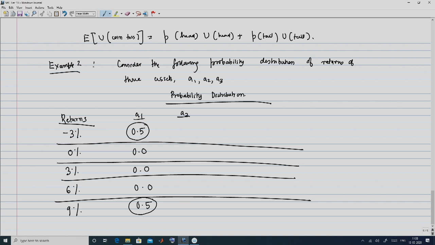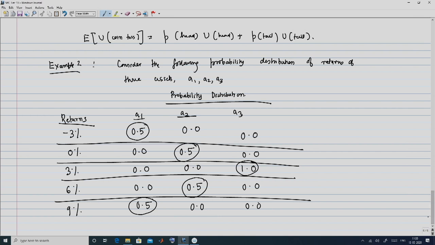So, this is like a binomial model. For asset A1, -3% has a probability of 0.5, 0% return has a probability of 0, 3% return has a probability of 0, 6% return has a probability of 0, and 9% return has a probability of 0.5. For asset A2, 0% return has a probability of half and 6% return has a probability of half. And in case of a third asset, which is a bond, 3% return comes with a probability of 1, and the remaining returns all have a probability of 0.